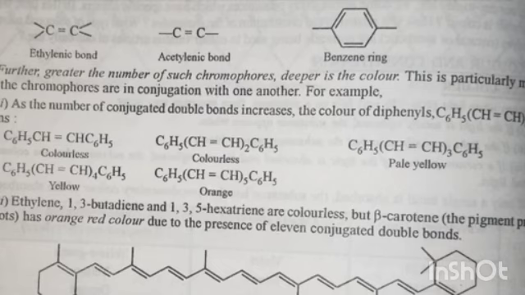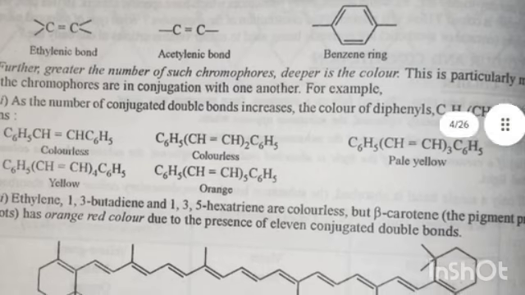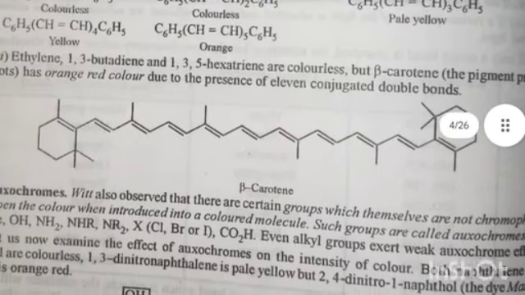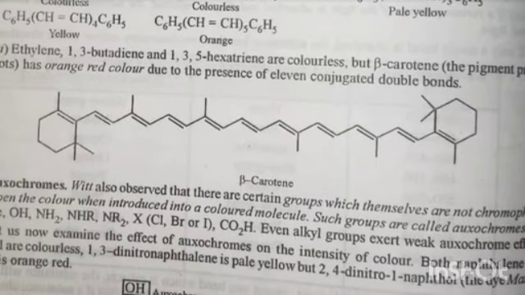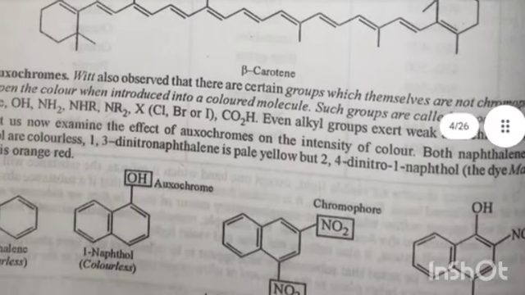For example, as the number of conjugated double bonds increases, the color of diphenyl polyenes, C6H5(CH=CH)nC6H5, changes from colorless to pale yellow, yellow and orange. Ethylene, 1,3-butadiene and 1,3,5-hexatriene are colorless, but beta carotene has an orange red color due to the presence of 11 conjugated double bonds. Beta carotene.